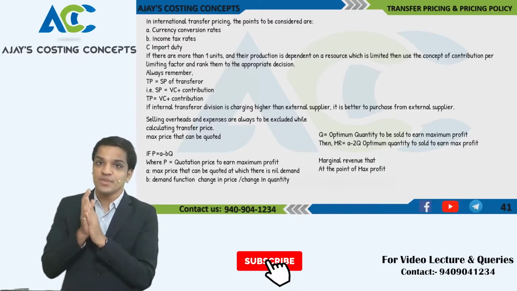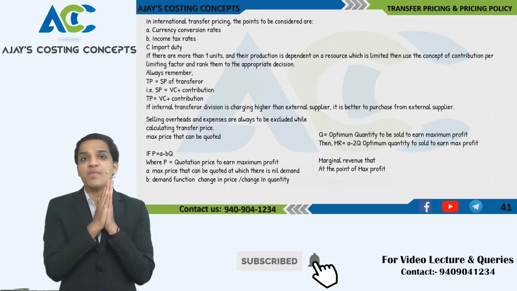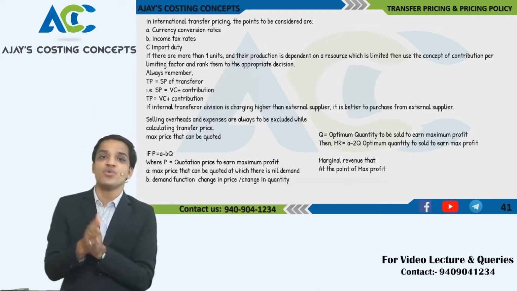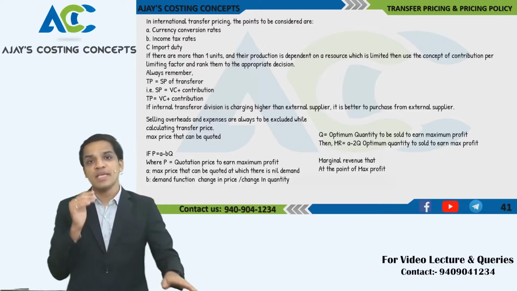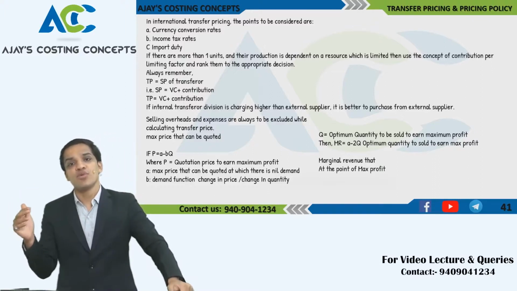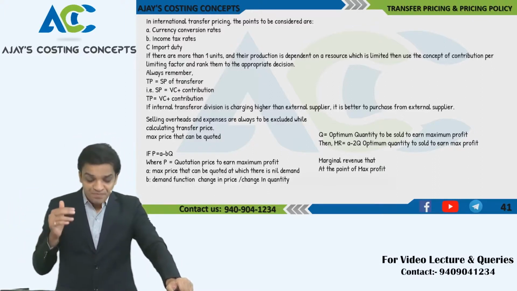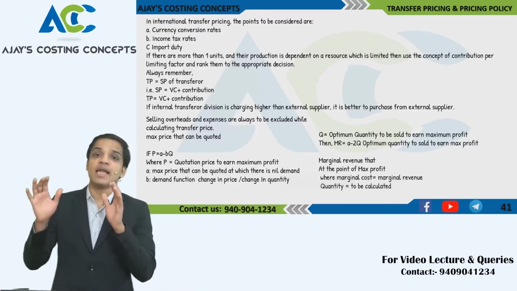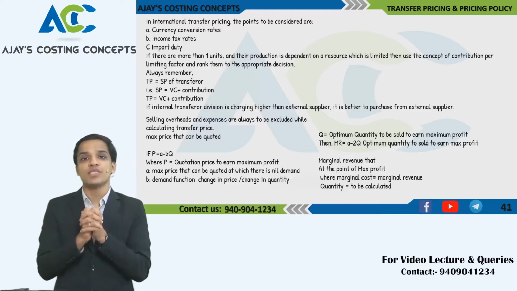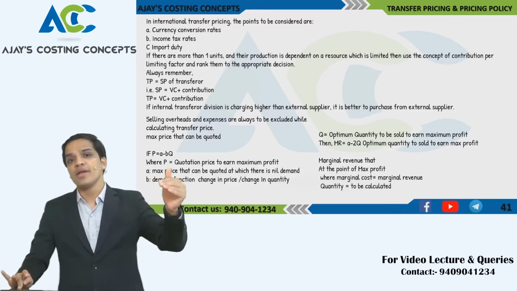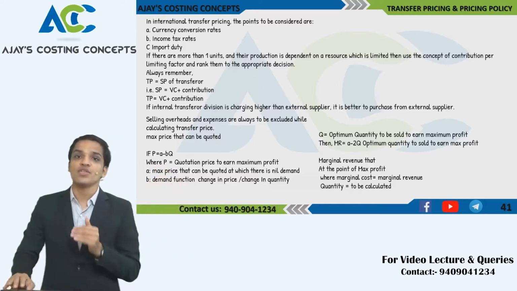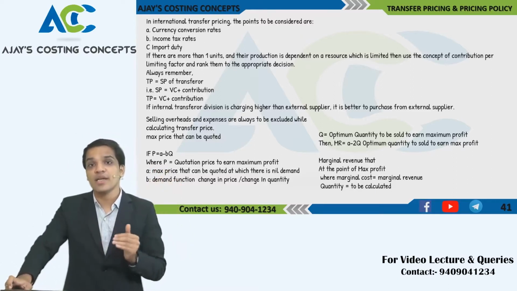P = A - BQ. What is the maximum price that you will put? The maximum price is the place where my marginal revenue is equal to my marginal cost. Marginal revenue at that point should be equal to your marginal cost, and at that point your quantity is to be considered, because above that point your marginal revenues will start falling and your marginal cost will remain the same, so you will start incurring losses.